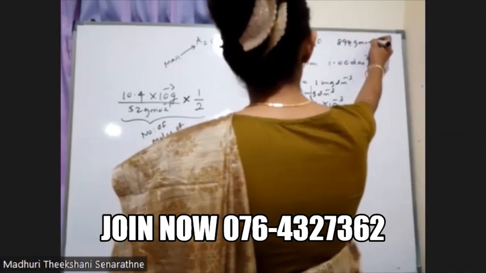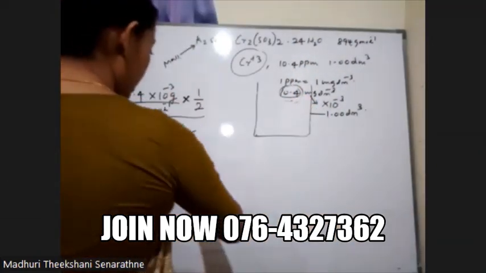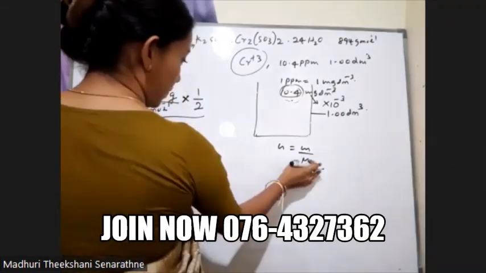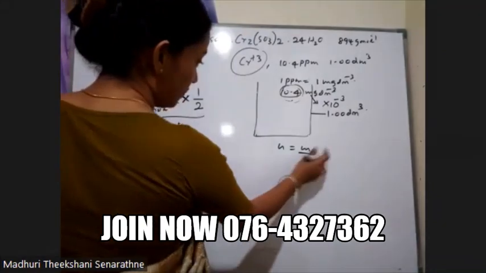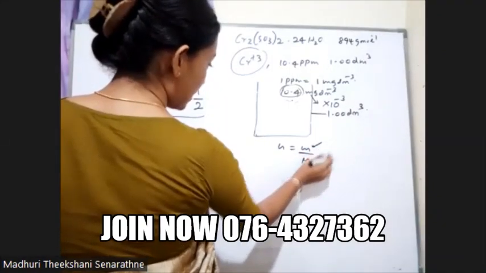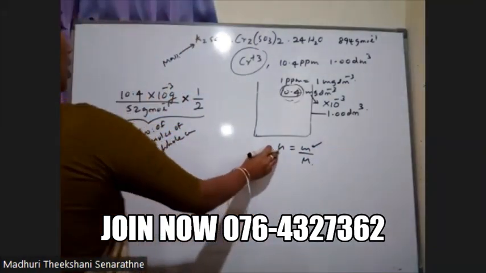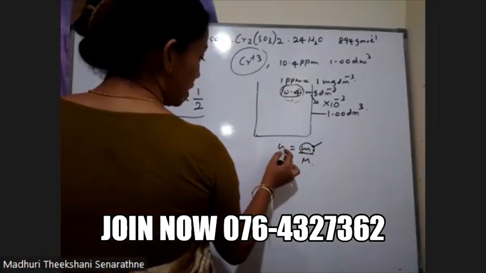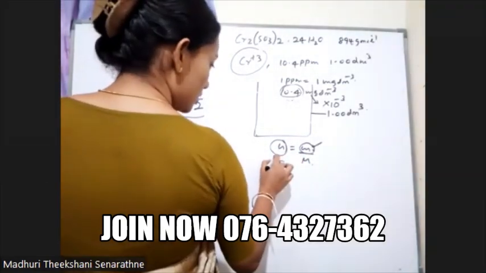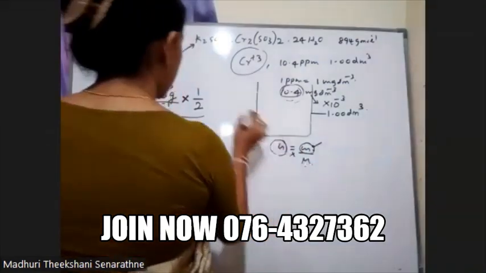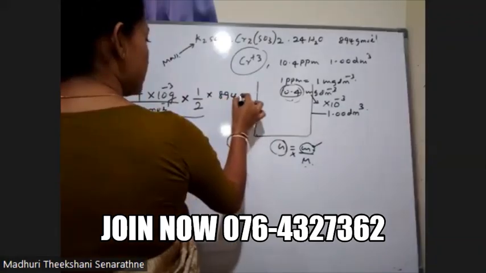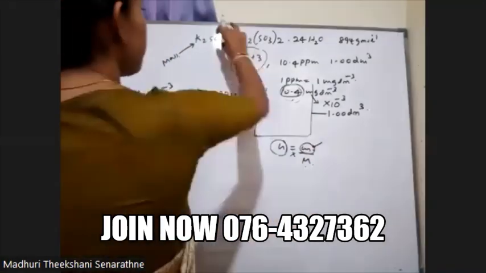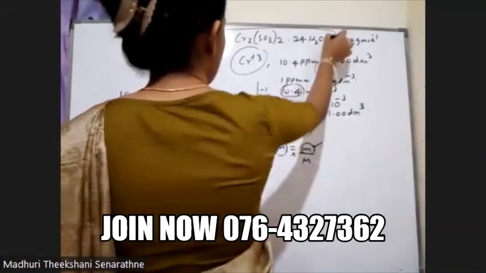And if its molar mass is given as 894 grams per mole, then after finding the number of moles, according to this relationship, this is the mass, this is the number of moles. So we have to calculate mass. Therefore, the number of moles should be multiplied by the molar mass. Then we can calculate the mass of the whole compound in grams.